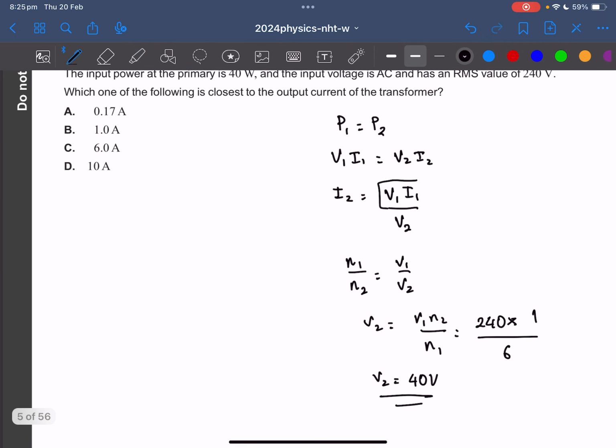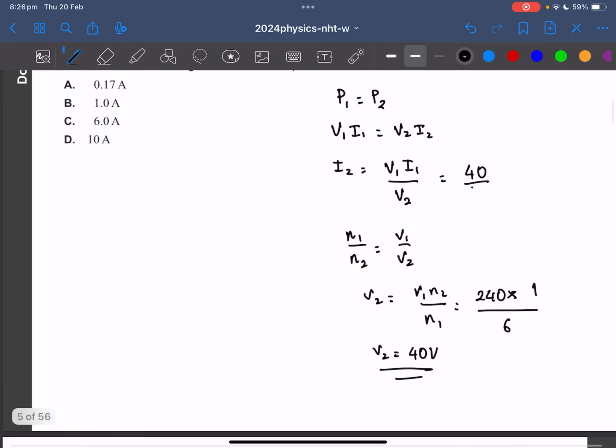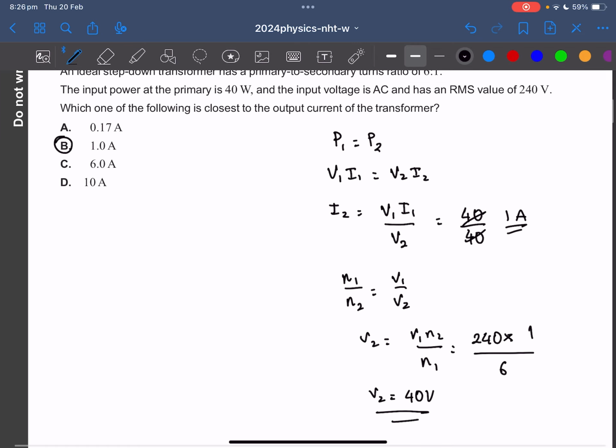Now, V1 I1, doesn't that look familiar? That is just P1, right? So we know that P1 is 40 watts, so we can say 40 divided by 40. So that cancels out and gives us a current of 1 amp. So the answer is going to be B for this one. Okay?